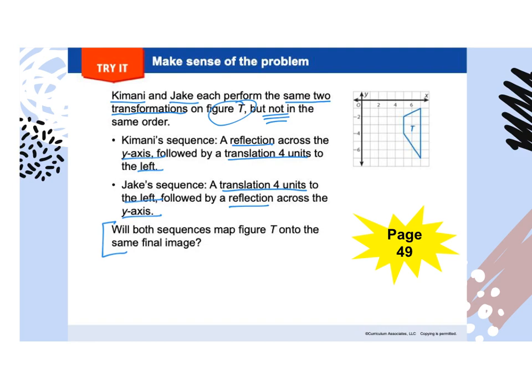So what they mean is if I take this figure here and I reflect it across the y-axis, so from quadrant 4, reflecting it over to quadrant 2, and then if I translate it to the left, is it going to be in the same place as if I were to translate it first and then reflect? Okay, so we're going to work through that and see if figure T ends up in the same place, even if you do the transformations in a different order.